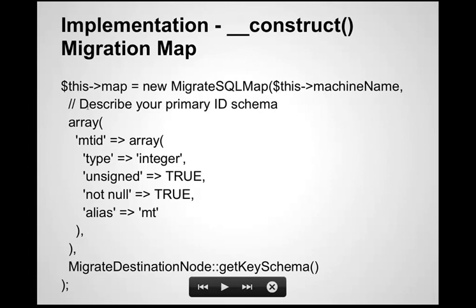So in this case, I have this map equals new migrate SQL map. And this machine name is just going to be the class name that you have. And I'm providing an array that lets it know that there's something called MTID, and that's the source ID that's in there, along with what type of value it is, if it's unsigned, not null, which alias table it can expect to find it from as part of my selection query from before. And I also let it know that it's going to be migrating against a node. I'm going to be bringing content into a node, so it knows that it's going to be dealing with an NID that is doing the mapping. Whereas if it was with a user, it would be dealing with a UID or a taxonomy TID and so on and so forth.